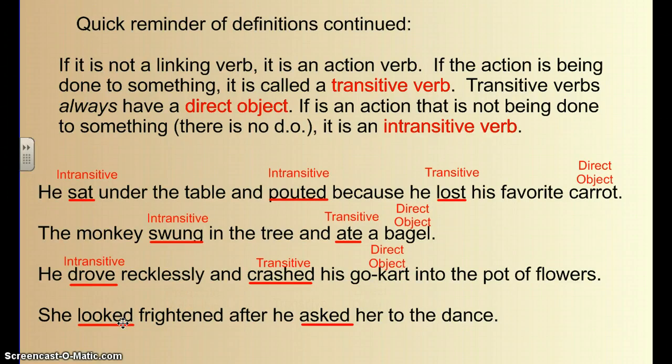And she looked frightened when he asked her to a dance. In this case, looked is actually a linking verb because it's describing her. She equals frightened. And then he asked her, her being the DO, to the dance. That means that asked is actually a transitive verb.